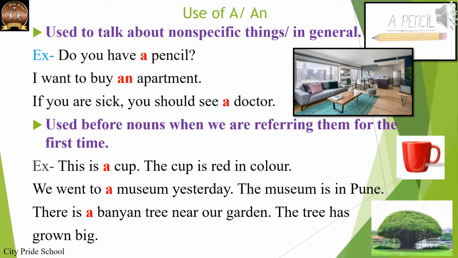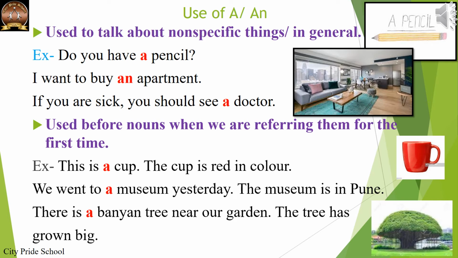So at that time you use the indefinite articles a and an. Example, this is a cup. The cup is red in color. So in the first sentence, this is a cup, I am referring to the cup for the first time. And the listener whom I'm talking to does not know what I'm talking about. So I've referred to the cup for the first time.